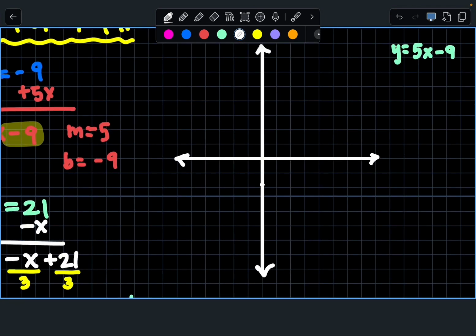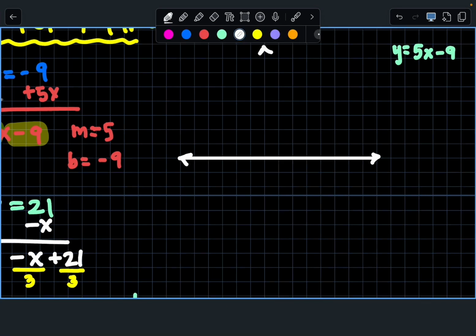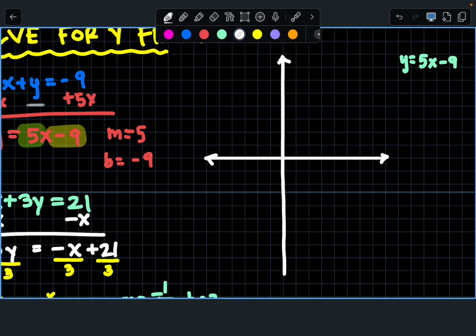See, 1, 2, 3, 4, 5, 6, 7, 8. Oops, a little bit more. There it is. All right, so we have a point at negative 9. So it's 1, 2, 3, 4, 5, 6, 7, 8, 9. There's your first point at negative 9. Then you're going up 5 to the right 1. 1, 2, 3, 4, 5, and to the right 1. Right there.